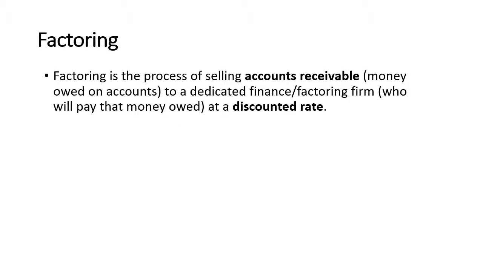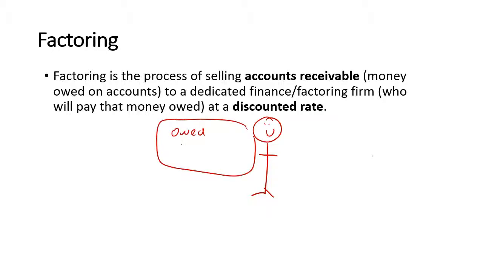Now, the last one is selling off our accounts receivable, and that is money that's owed to someone else. And there are advantages and disadvantages to this. So I've used this in class before, and we'll do it again. So let's say we have person A. They are owed $50,000 from person B.